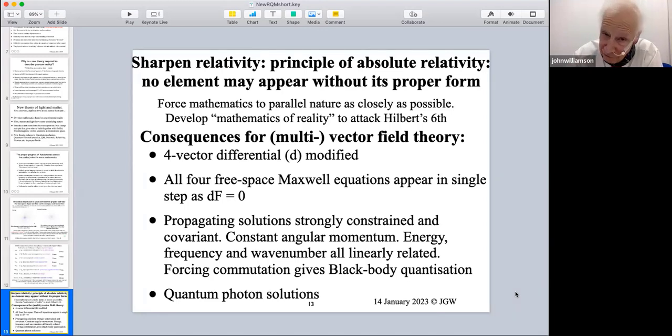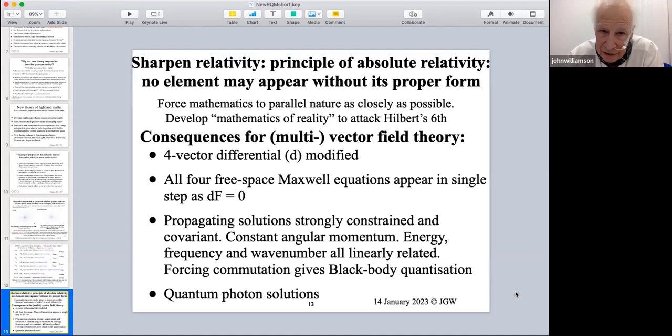Then you use that to describe nature. That develops a mathematical reality to attack Hilbert's sixth problem. Hilbert's sixth problem is the problem of axiomatizing the whole of nature in mathematics. It's one of Hilbert's five or so unsolved problems. For those of you who don't know about Hilbert's problems, he proposed about 30 or so, I think 33 outstanding problems in mathematics in 1903, of which most have now been solved. There are five or so still remaining. This is one of them.